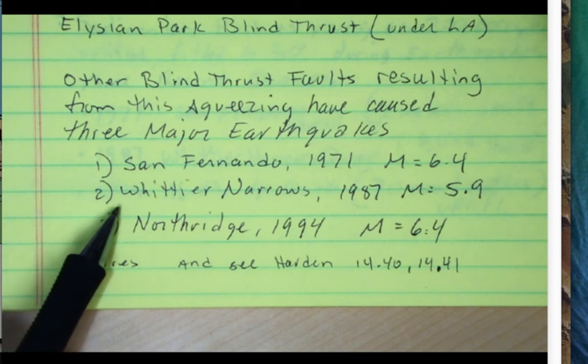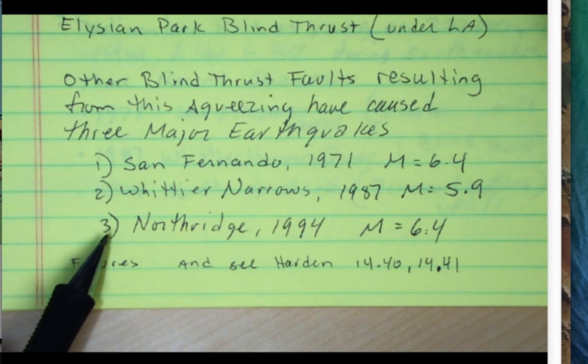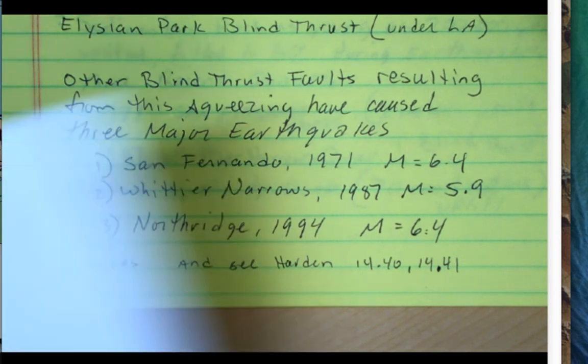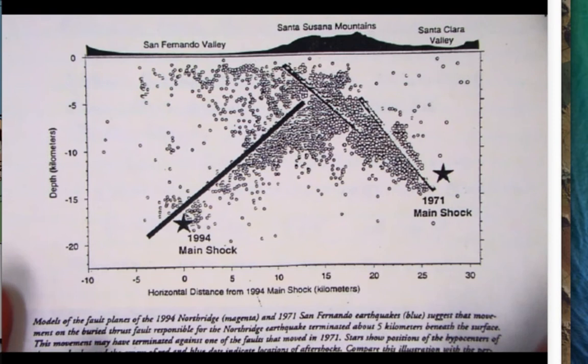I was in Southern California at the time. This Whittier Narrows earthquake, magnitude 5.9, also occurred along a blind thrust. And then the magnitude 6.4 in Northridge in 1994, which caused $9 billion worth of damage. So these were quite large earthquakes, and they were significant in that they occurred under a metropolitan, heavily populated region. So that's why there was so much damage.